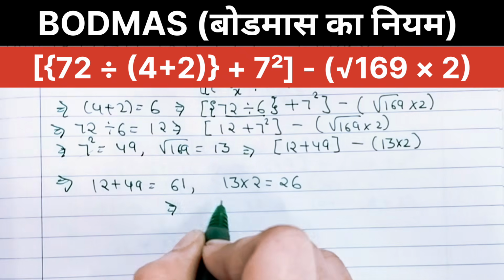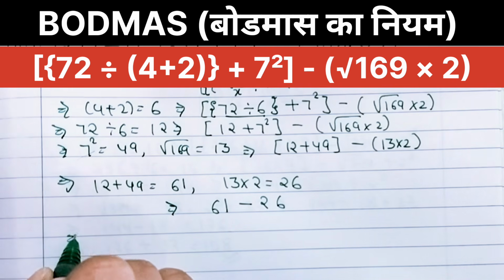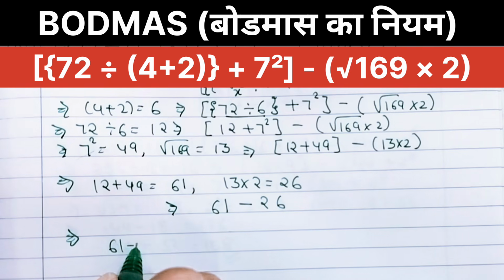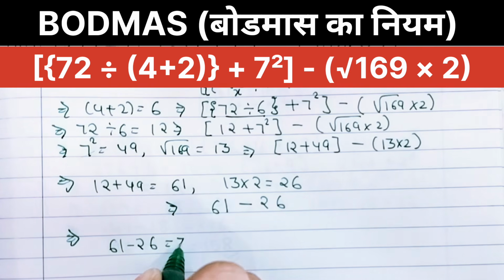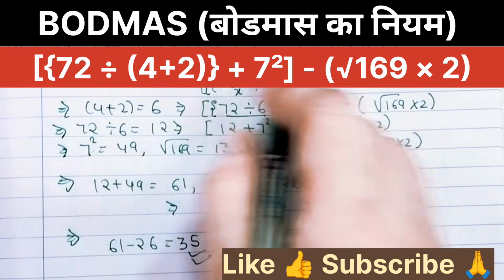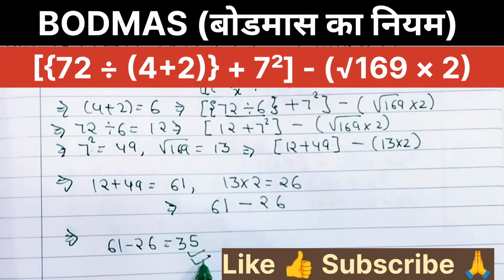And now the current expression becomes 61 minus 26. Now finally we subtract the values. Subtract 61 minus 26 and we'll get 35. 35, which is the final reduced value and final result. So now according to this expression, by using the BODMAS sequence, the final simplified value of this expression is 35. And I hope it is clear.